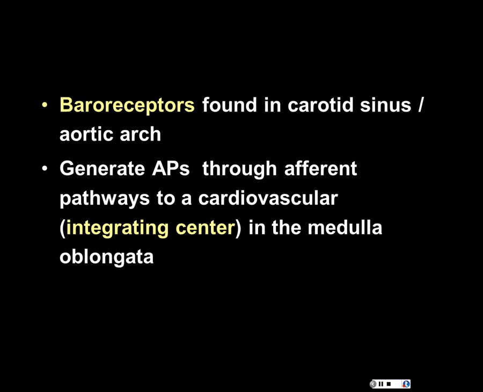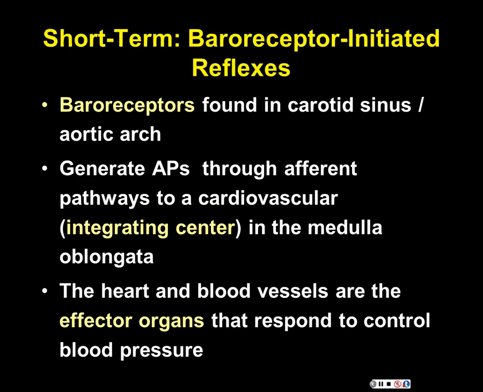What are the effector organs in the neural reflex for blood pressure? Is it our arterioles, our blood vessels, and our what? Capillaries are indirectly affected, so they're not going to be directly innervated. The heart for contractility. So our blood vessels for constriction or dilation, and our heart. Heart and our blood vessels will be influenced here.